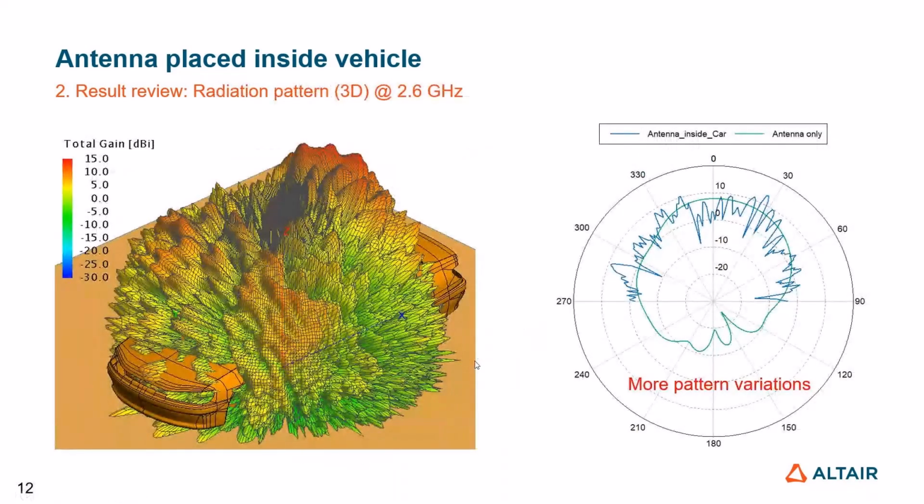The radiation patterns are compared similarly at 2.6 gigahertz. After placing the antenna inside the vehicle, there is another variation in the far field pattern due to the cavity-like car structure.